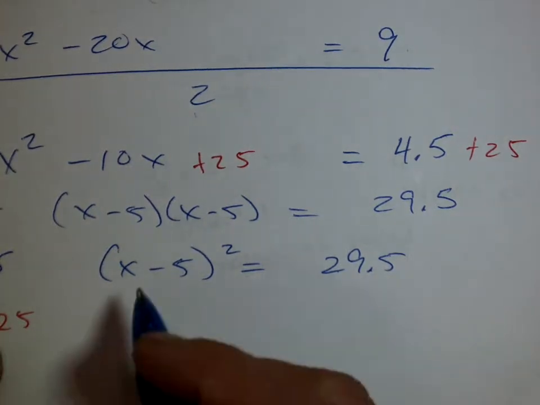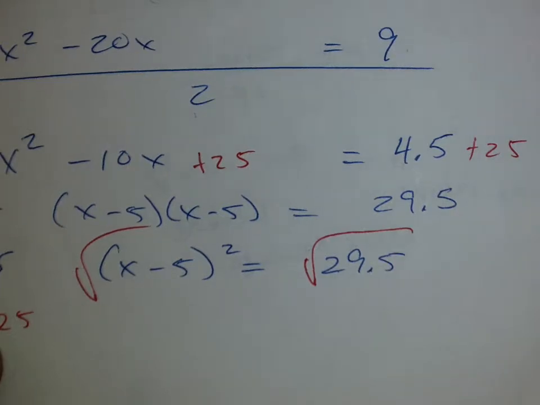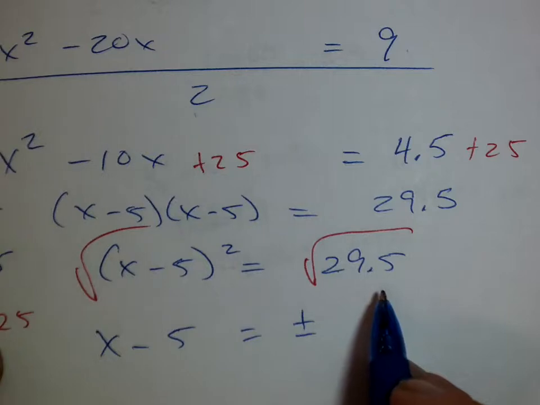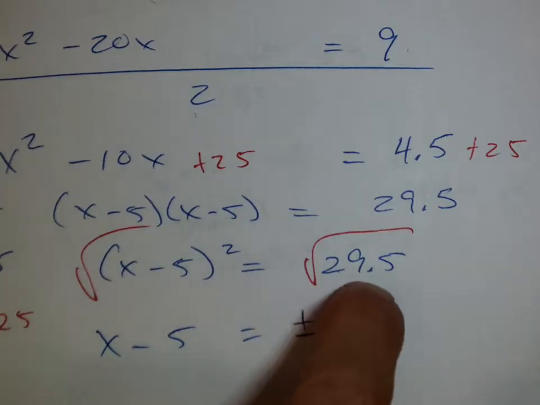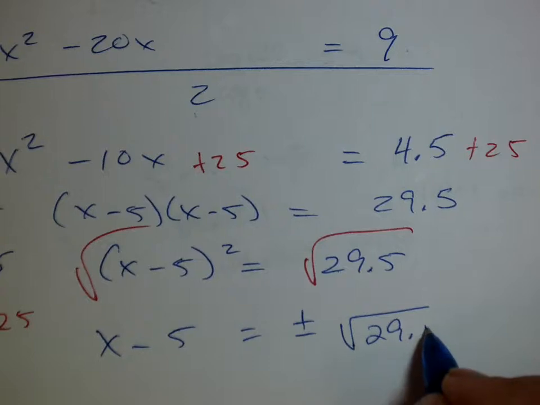All right, so square root, right? Now, we have two choices. If we needed to graph this, we needed answers to graph. I could actually find the square root of 29.5. But if we wanted to keep it accurate, we can keep it as the square root of 29.5, right?